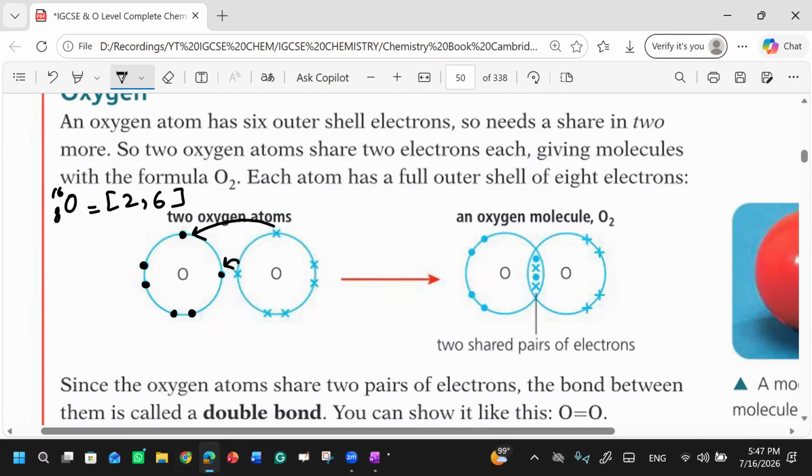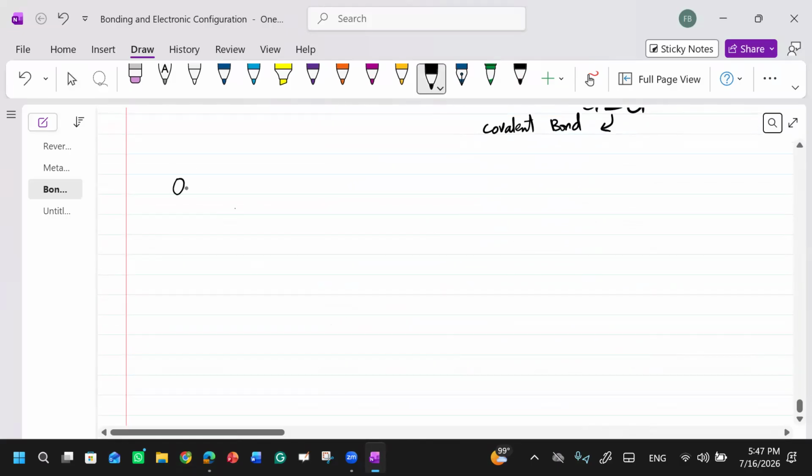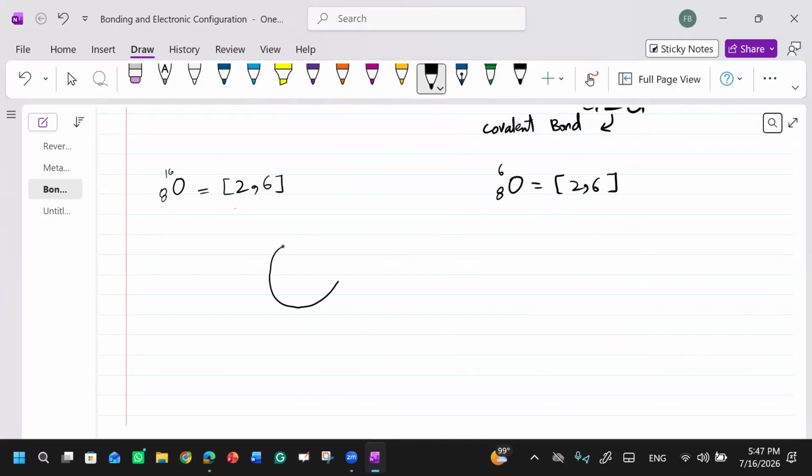Are you getting this? What they have done is, basically, you have one oxygen, and this is 8, 2 and 6. Another oxygen is also the same, 2 and 6. In the valence shell there are 6 electrons. Both have 6 electrons in the valence shell. How will you represent it? Firstly, 2 in the pair, this pair and this pair. 4 are completed, right? How many are left?